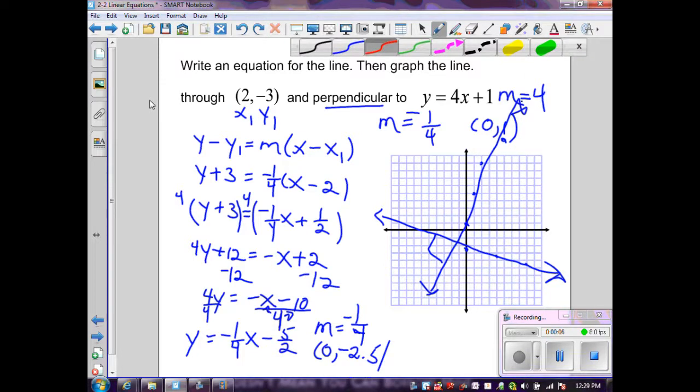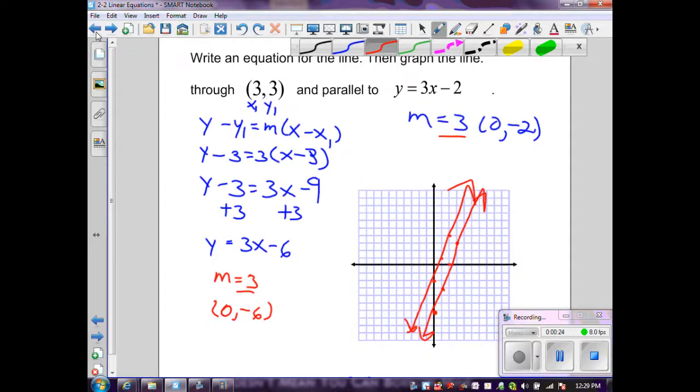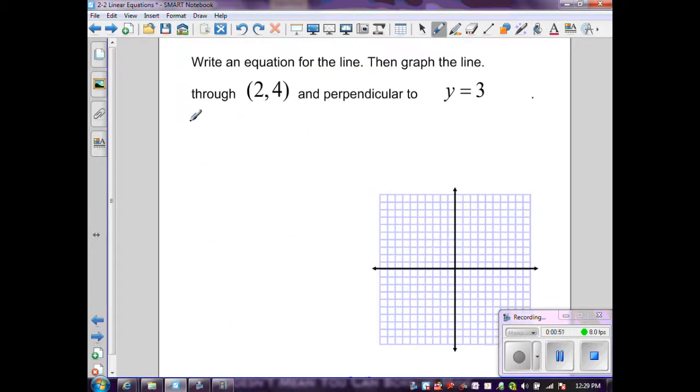On our previous 3 examples, we found equations perpendicular and parallel to a given equation, but had to pass through the point that was given. So here we can find 2, negative 3, and it did pass through it. Again, this one had to be 2, negative 3, and again, it did pass through. Similarly, on the first one, we had to pass through 3, 3. So knowing that we are following the correct procedure, we want to find our last example, an equation that passes through 2, 4, but is perpendicular to our given equation of y equals 3.